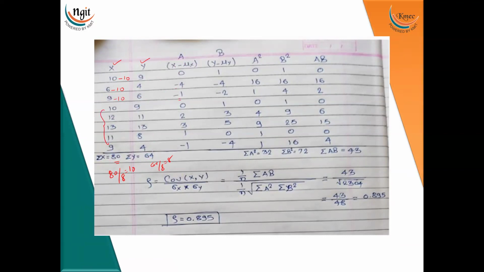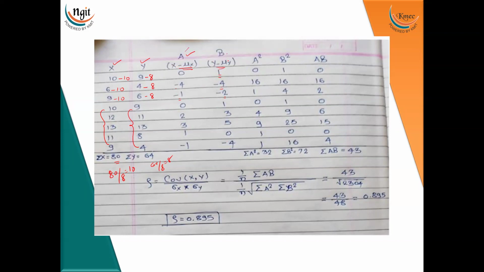Likewise, you calculate for the remaining values. Similarly, here it is 9 minus 8 is 1. 4 minus 8 is minus 4. 6 minus 8 is minus 2. Similarly, calculate for these values and these are the results. Let us name this x minus mu x as A, and this as B.